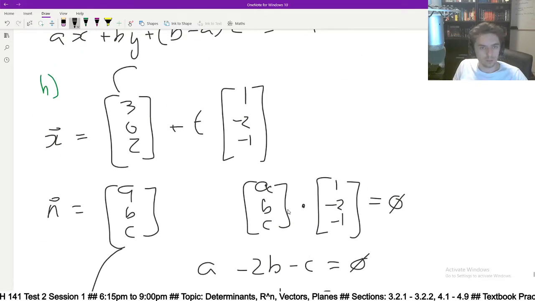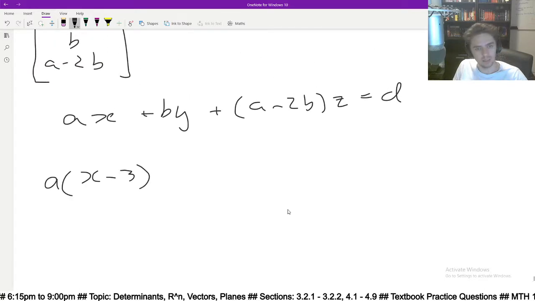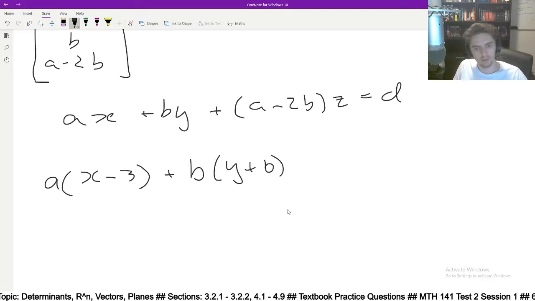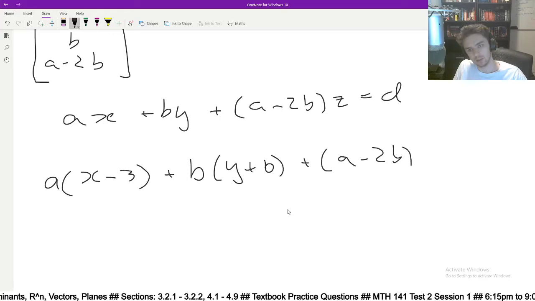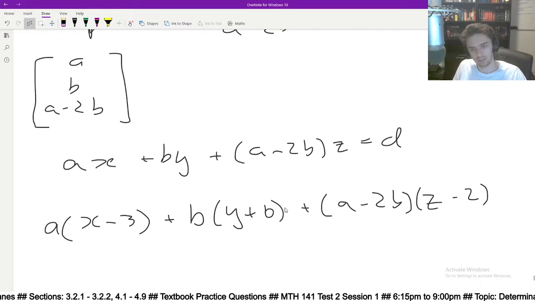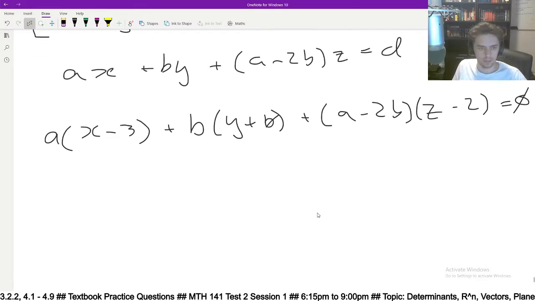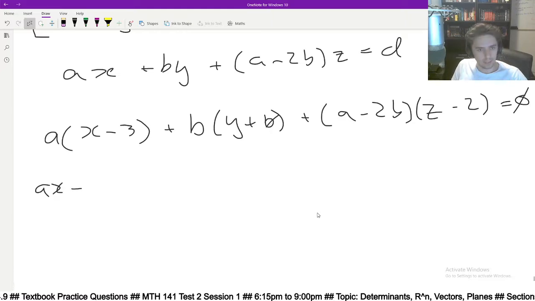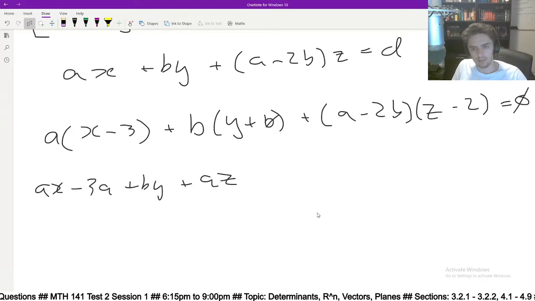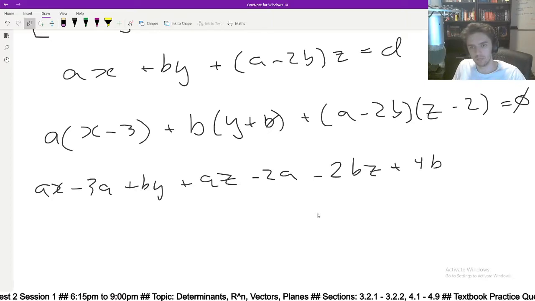Well, we want also to include this point, (3, 0, 2). So let's include it: a(x minus 3) plus b(y) plus 0 plus (a minus 2b)(z minus 2) equals 0. Right, that's a 0 here. So what is this? ax minus 3a plus by plus az minus 2a minus 2bz plus 4b equals 0.